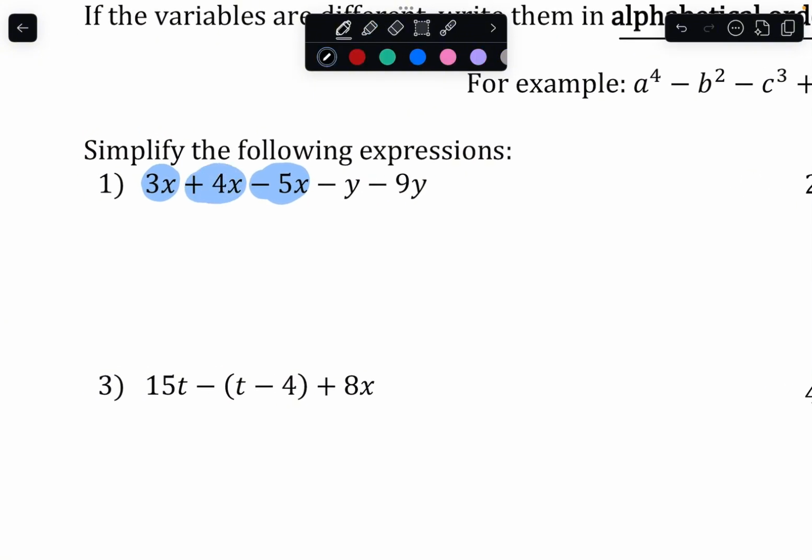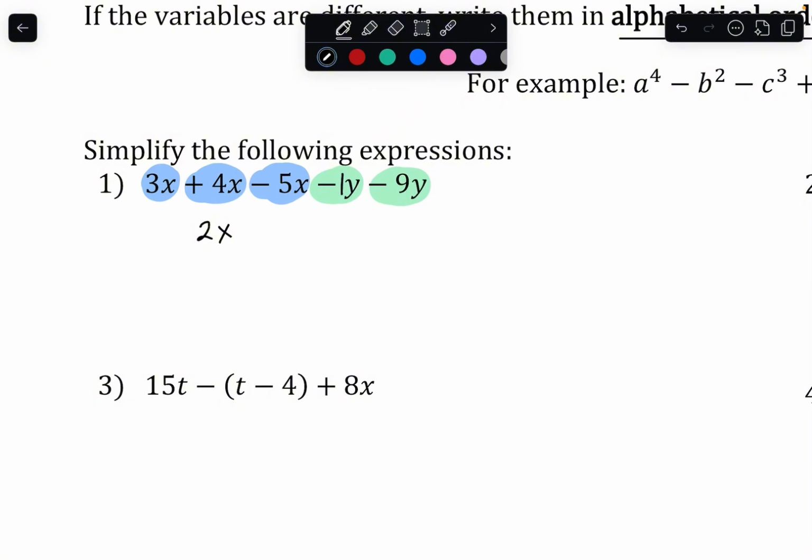So 3x plus 4x is 7x. Take away 5x, that would give us 2 x's. Kind of like apples. 3 apples, 4 apples, take away 5 apples. That would leave us with 2 apples. And then here we have y's. So negative 1y minus 9y.